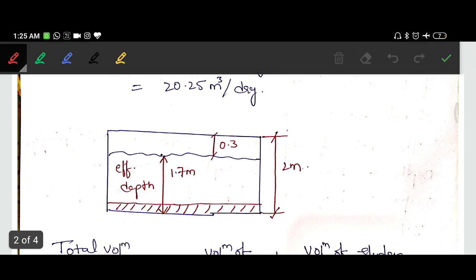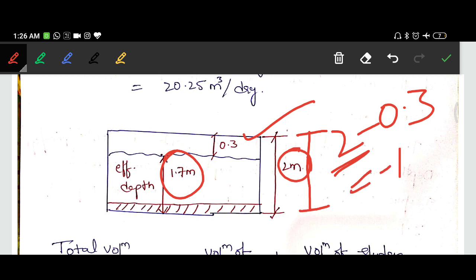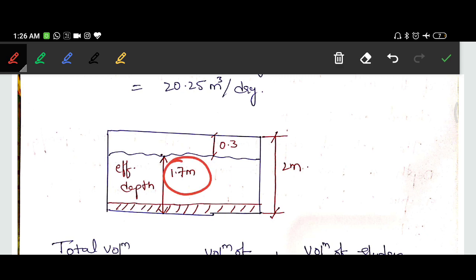So now the interesting part. The total depth is given, that is 2 meters. Freeboard is given, that is 0.3 meters. Now what is the effective depth? If you subtract this freeboard from total height, that is 2, we will get 1.7 meters. So that is the effective depth of the flow. That is the effective depth of this wastewater or effluent.